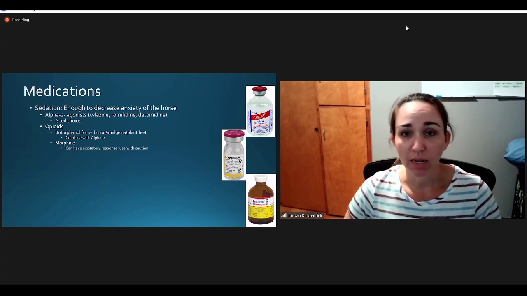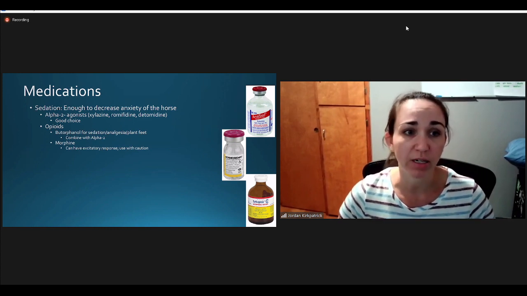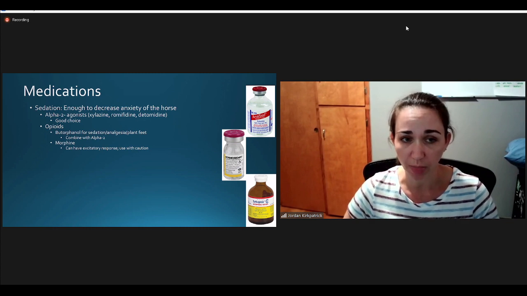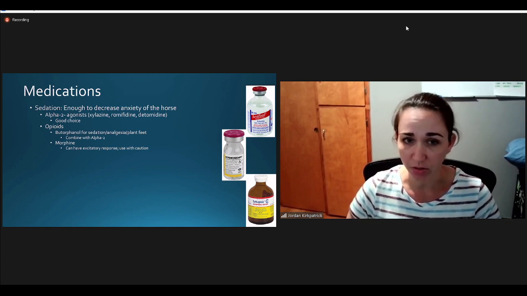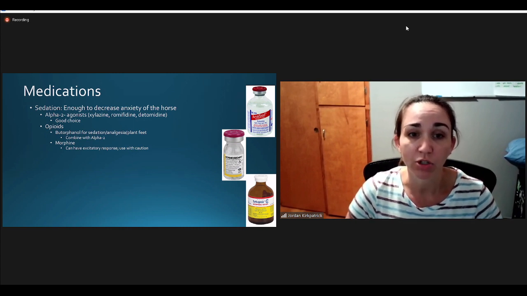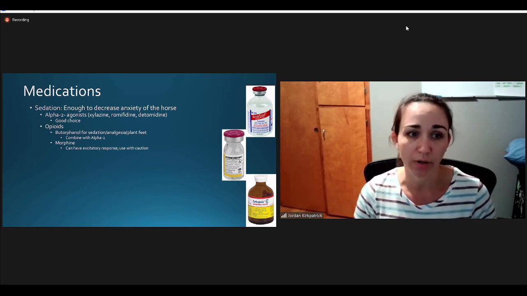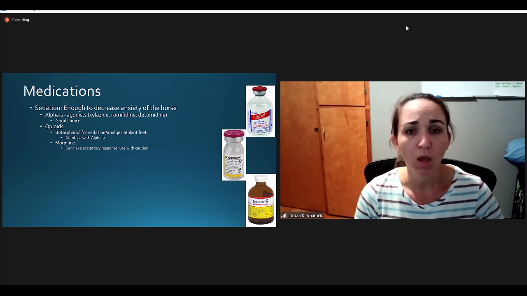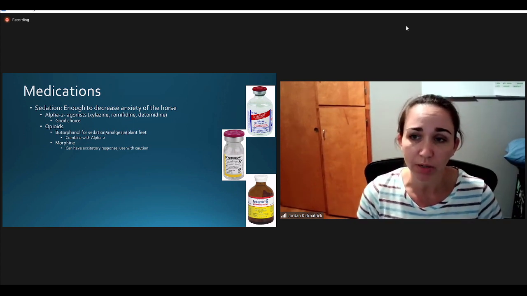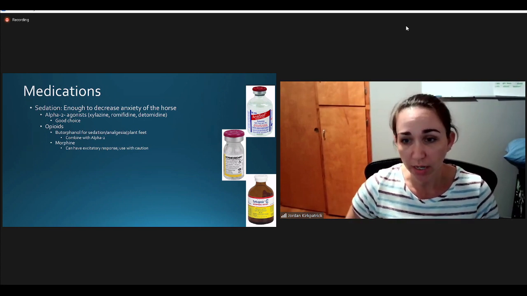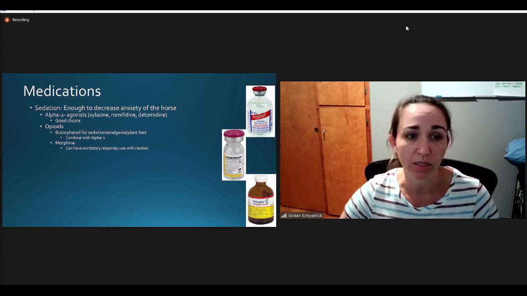Opioids are for pain medication and also have a sedative effect. Butorphanol is a really good one that we have here. It can also kind of what we call plant their feet, so make them not want to pick up their feet, which is good when you want them to stay still while you're putting bandages on. Morphine is another opioid that we have, but it can have an excitatory response. So you want to be careful, because obviously we don't want to excite them. We're trying to keep them calm so we can stabilize their leg.